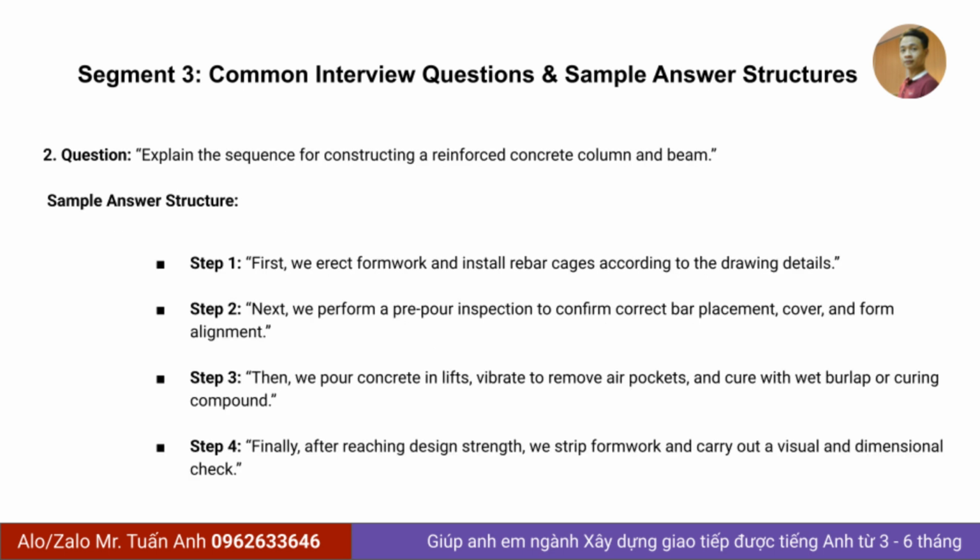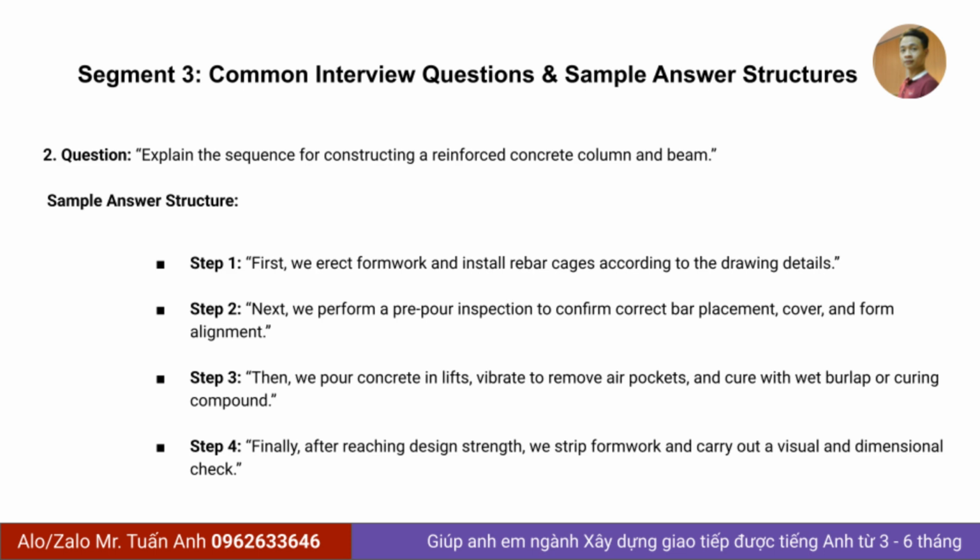Question 2. Explain the sequence for constructing a reinforced concrete column and beam. Sample answer structure. Step 1. First, we erect formwork and install rebar cages according to the drawing details.